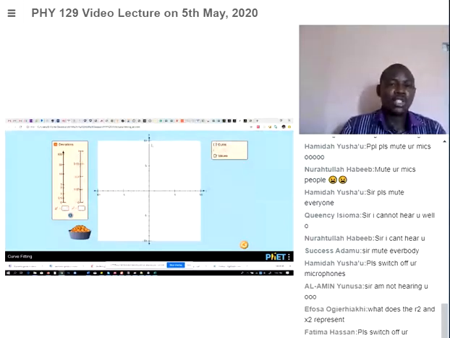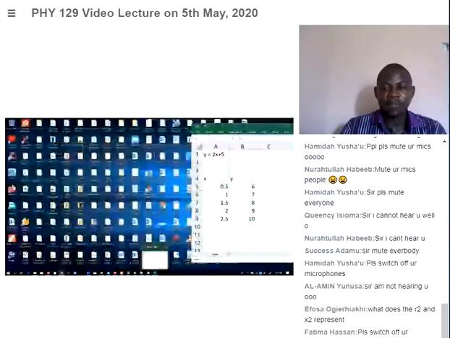Once I launch this application, after downloading it from phet.colorado.edu, what I did next was to try to generate a set of data for us to experiment with this curve fitting application. And I went ahead to launch a Microsoft Excel application.